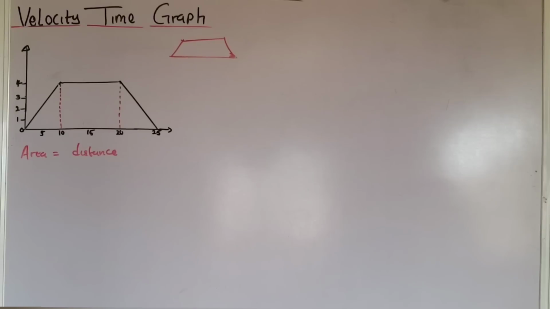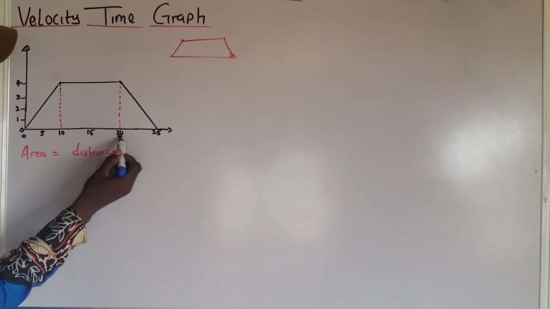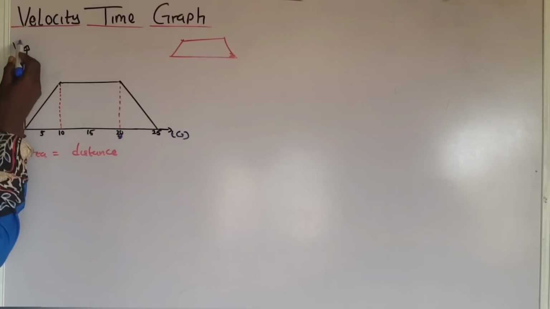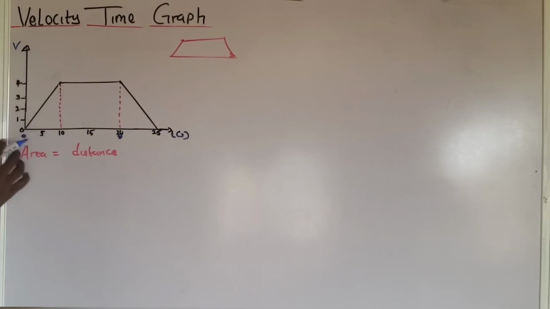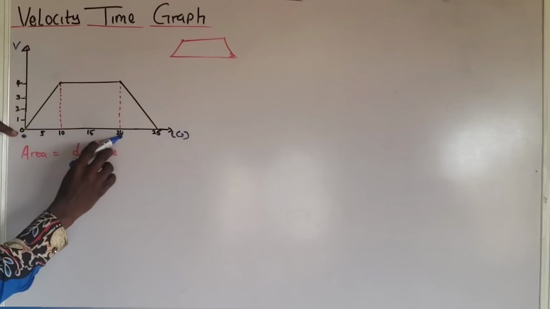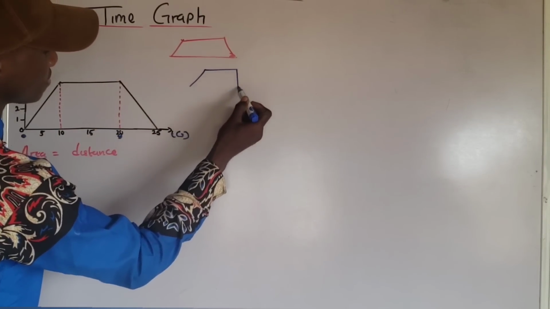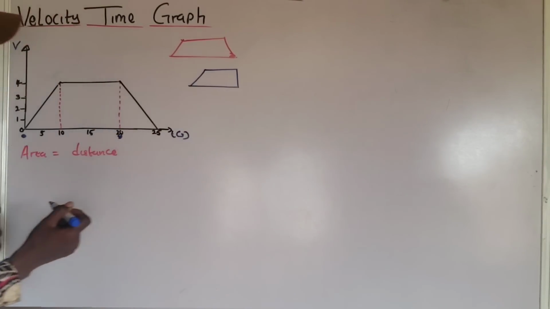We are asked to calculate the distance that the body covered in the first 20 seconds. You understand? And the first 20 seconds is from this point to this point, because the time is along this axis and this is the velocity. So the shape now becomes like this. You understand?